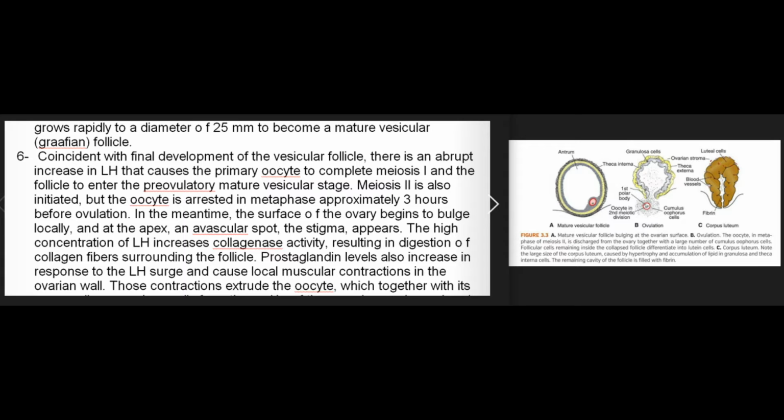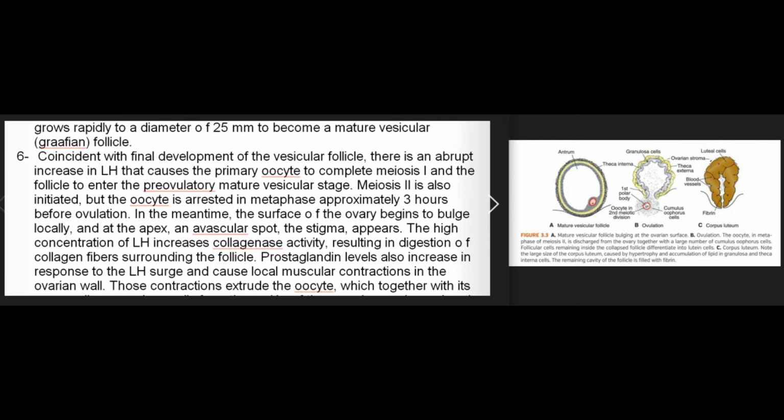6. Coincident with final development of the vesicular follicle, there is an abrupt increase in LH that causes the primary oocyte to complete meiosis I and the follicle to enter the preovulatory mature vesicular stage. Meiosis II is also initiated, but the oocyte is arrested in metaphase approximately 3 hours before ovulation. In the meantime, the surface of the ovary begins to bulge locally, and at the apex, an avascular spot, the stigma, appears. The high concentration of LH increases collagenase activity, resulting in digestion of collagen fibers surrounding the follicle. Prostaglandin levels also increase in response to the LH surge and cause local muscular contractions in the ovarian wall.